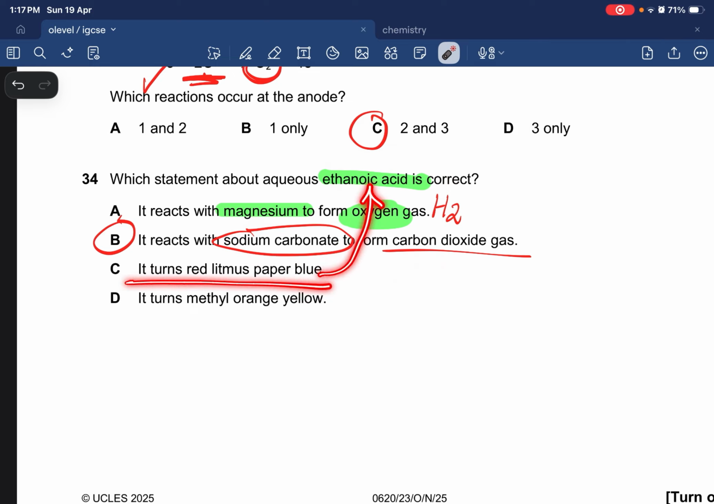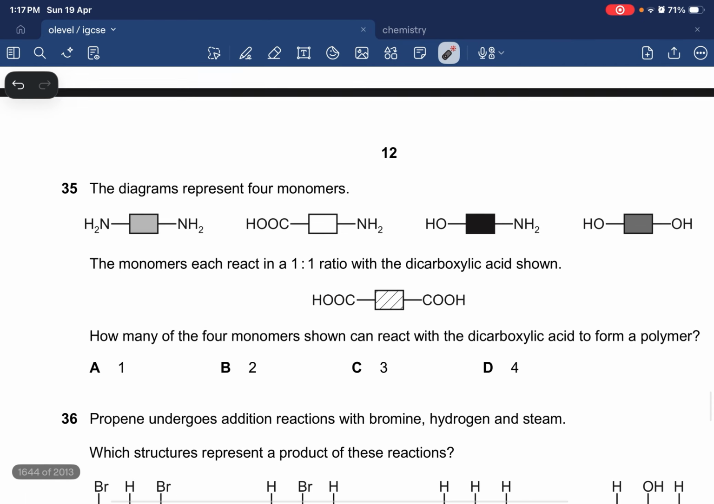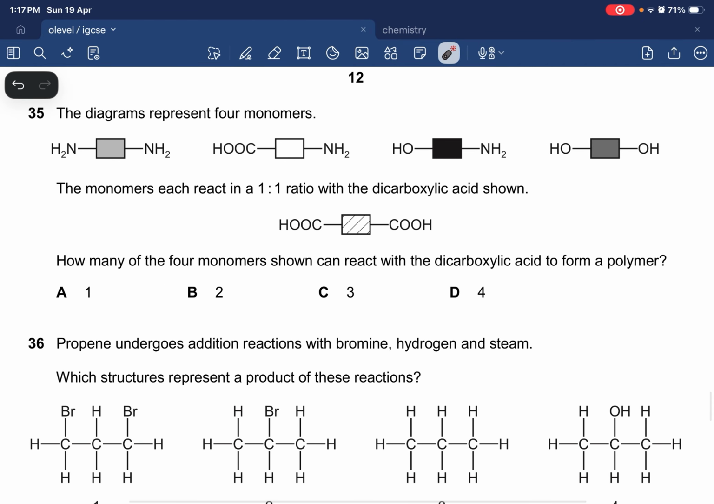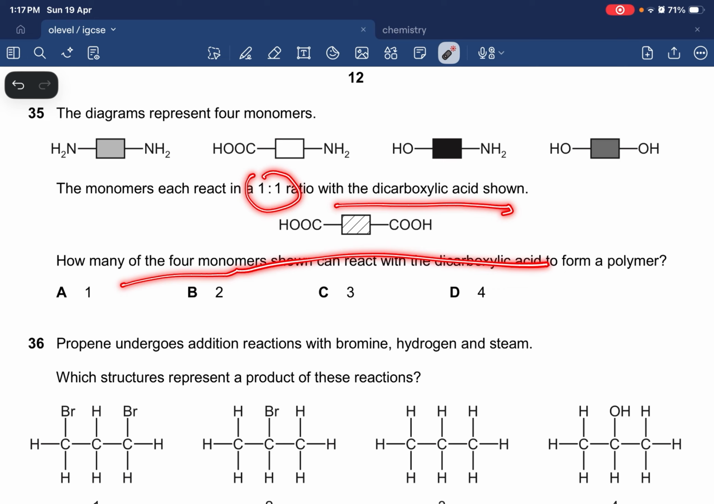It turns red litmus paper blue. No. Acids turn blue litmus paper red. It turns methyl orange yellow. No. Alkalis turn methyl orange yellow. Acids turn methyl orange red. The diagram represents these 4 monomers. The monomers each react in a 1:1 ratio with dicarboxylic acid as shown. How many of the 4 monomers shown can react with a dicarboxylic acid to form a polymer?